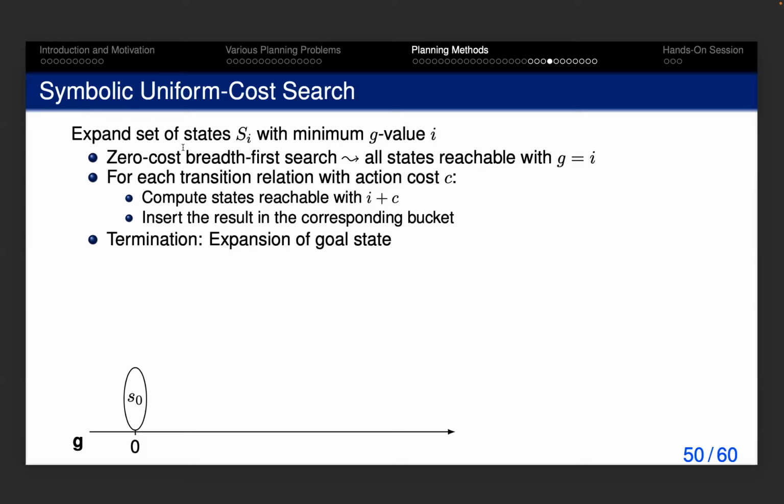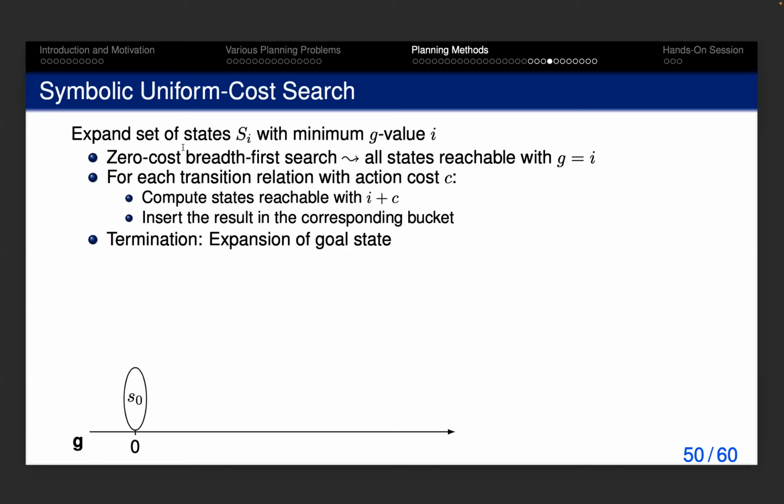And then you apply the transition relation, so basically the actions with different costs. You compute the costs which are reachable by that. You have here the values, the certain costs, so the states reachable with cost I. And now if you apply some action with cost C, the resulting cost is I plus C. And then you insert it in the corresponding cost bucket, so in the set reachable with these costs. And always when you expand, you check if there is a goal state contained.